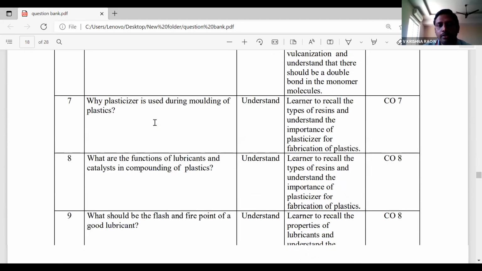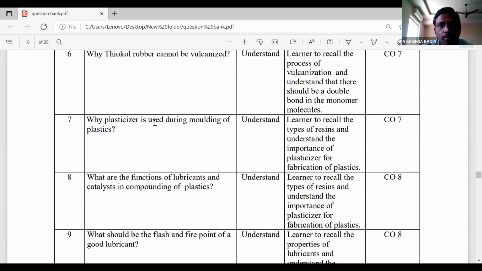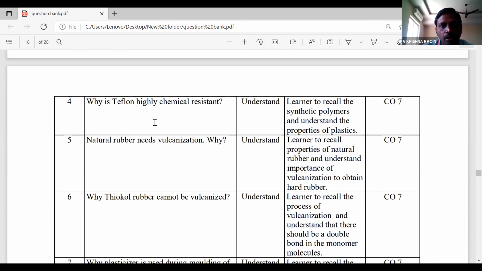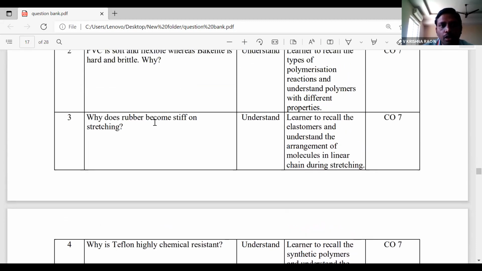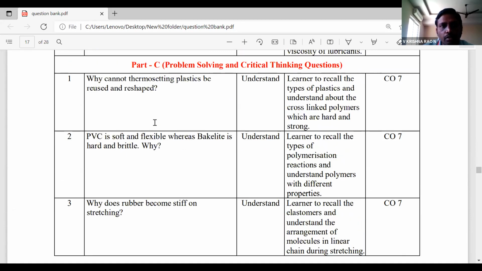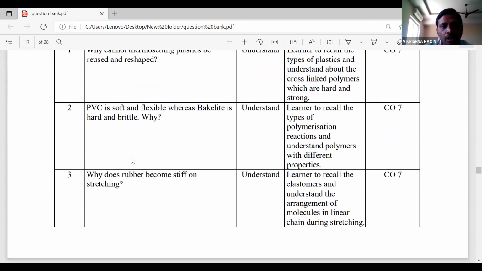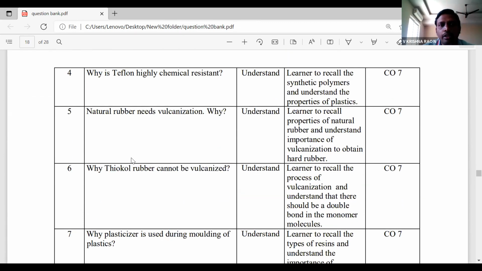Here also one line will be there. Determining, no, it is 4 point. It's not there. Glass sizes used in the molding. Thiol rubber can be vulcanized, no, it is not there. Teflon is highly chemical resistant. Nasal rubber needs vulcanization. Up to the 4th question. Rubber becomes stiff on stretching. First PVC, second is there. Third rubber, it is not there. 4th is there. 5th one nasal rubber. Rubber is not in our syllabus. It is there, but in the next CAE2 you will get this nasal rubber, and its vulcanization we are going to discuss in CAE2. Thiol rubber is also not there.